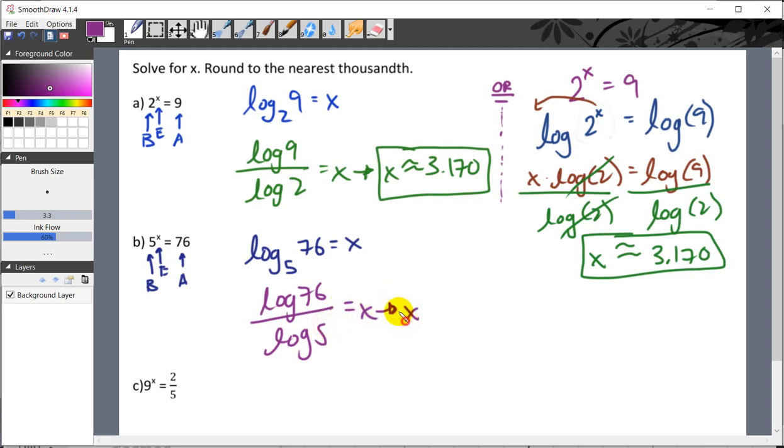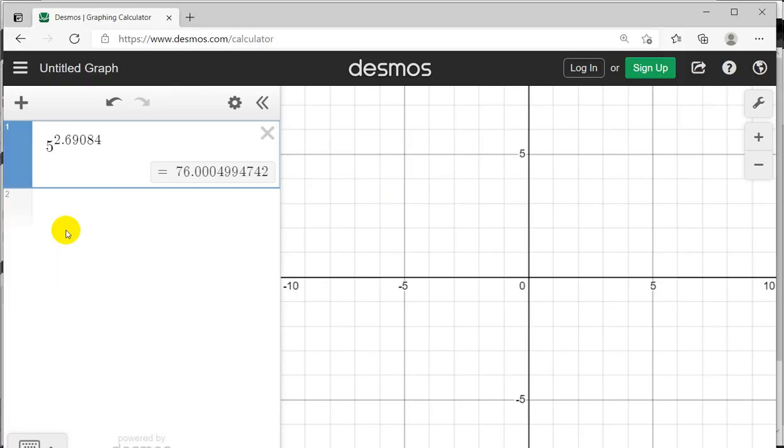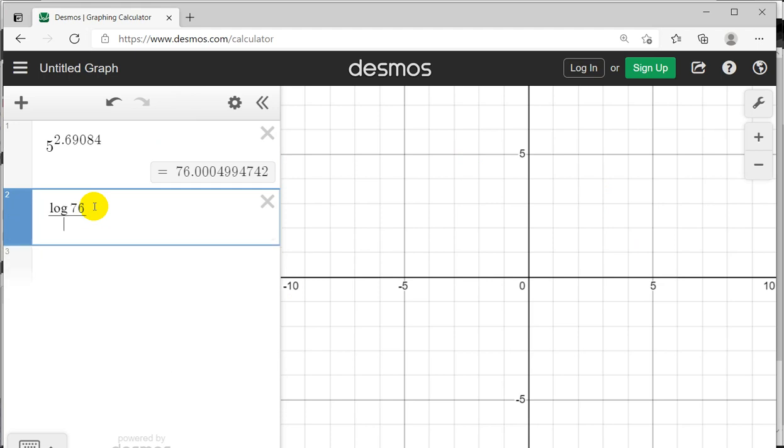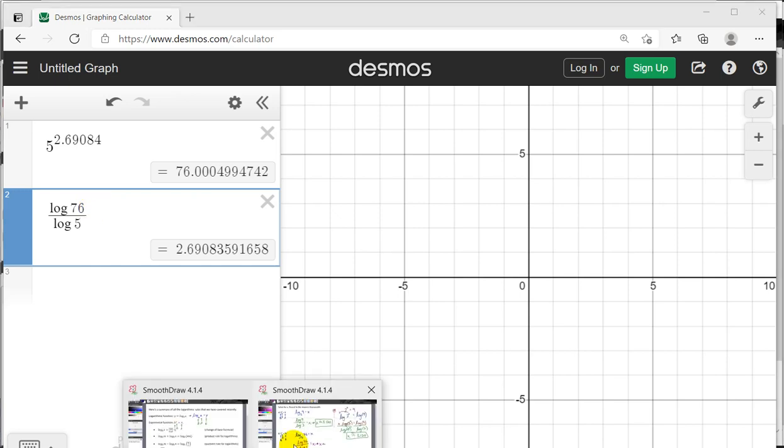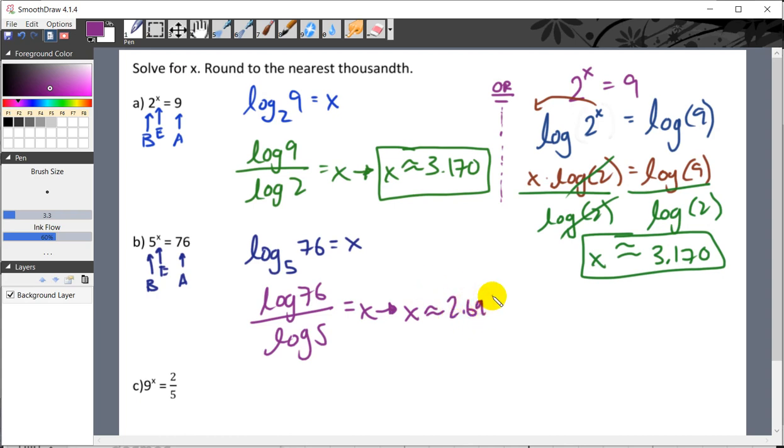Let's see what that is. Log 76 divided by log 5. That's about 2.69. Look, we did pretty good with that. If we round to the nearest thousandth, it's going to be 2.691. So that would be what it's approximately equal to. You see with logarithms, it makes our life a little bit easier to calculate that exponent. We don't want to sit here all day trying to calculate it.